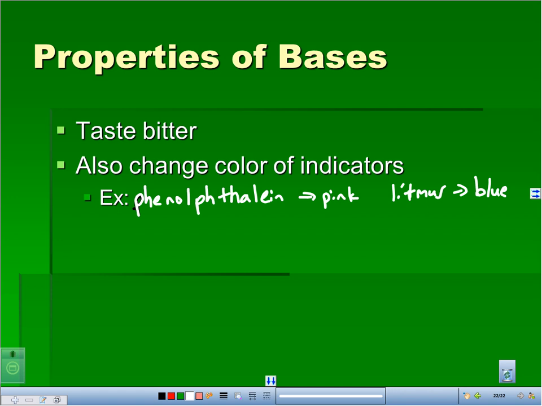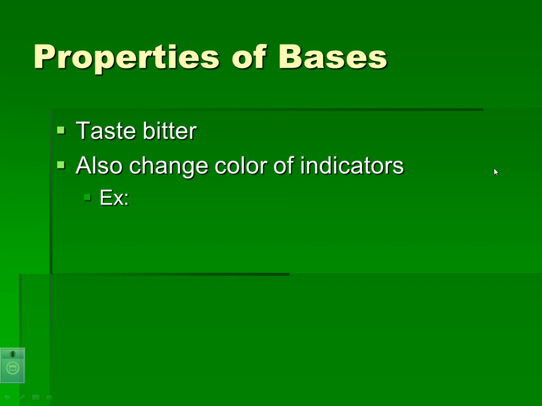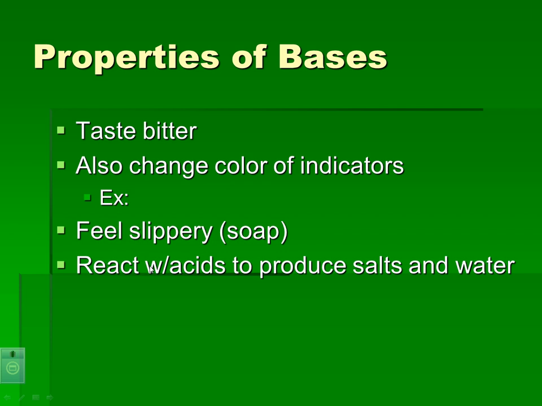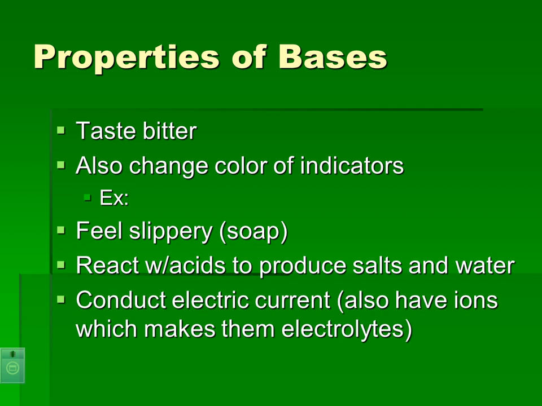So both acids and bases can turn indicators colors because what you're doing is you're adding or removing hydrogens, which changes their chemical structure. They feel slippery like soap. We talked about that yesterday. If acids react with bases to produce salts and water, then bases react with acids to produce salts and water in neutralization reactions. And like we talked about yesterday, they conduct electric current.